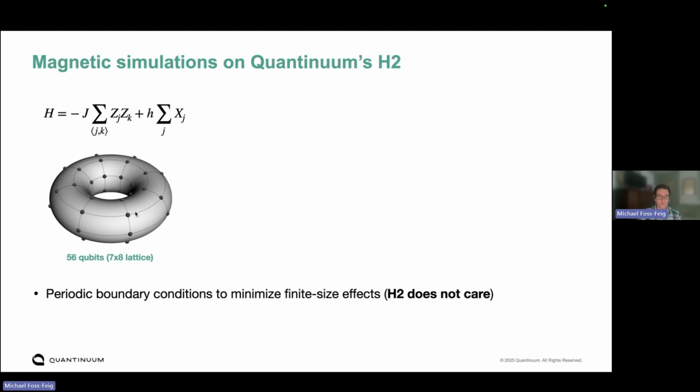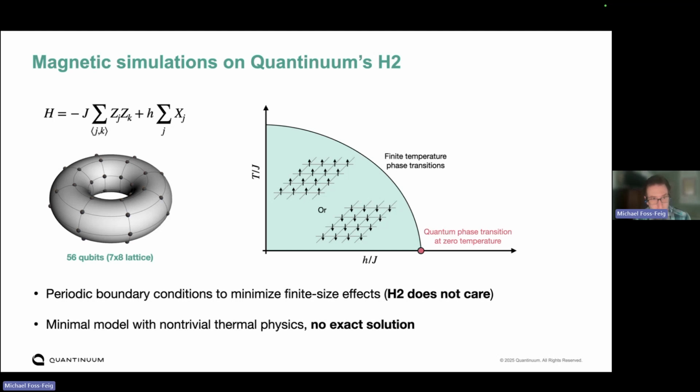So this is a natural thing to want to do. It would be very difficult to do in a system built out of qubits with fixed locations. It'd be very hard to imagine actually printing qubits in some kind of material arranged on a torus. H2 doesn't really care what lattice we choose or what boundary conditions we impose. It's all the same for running on this computer.